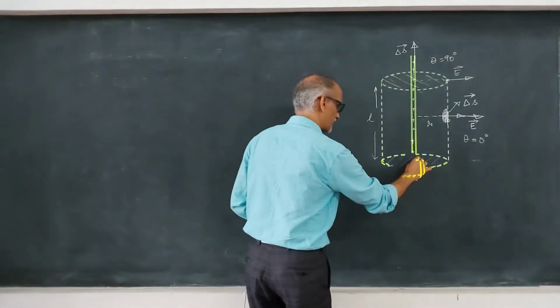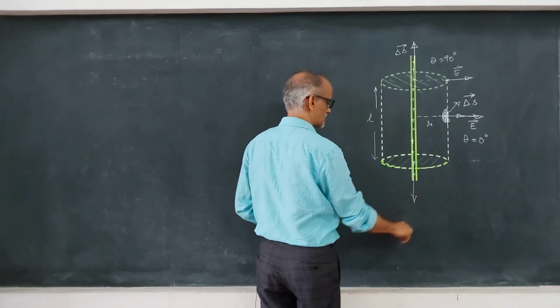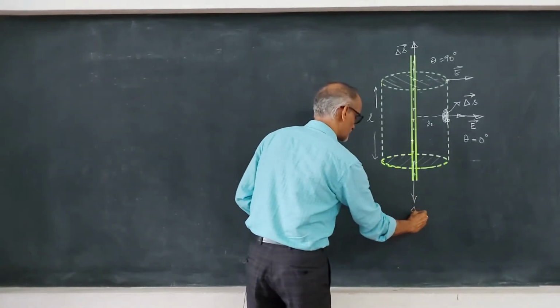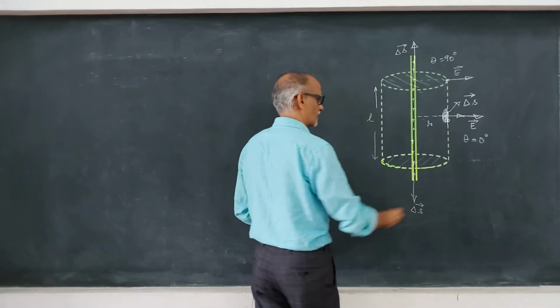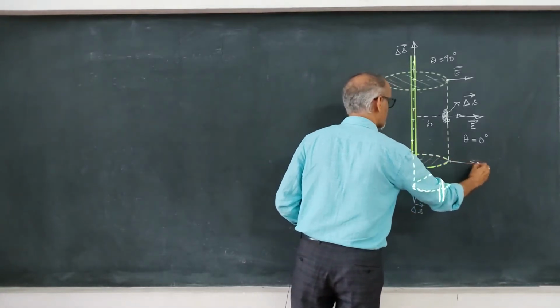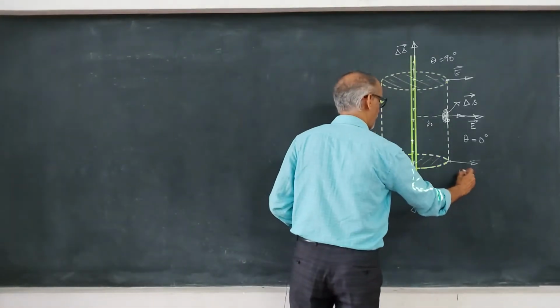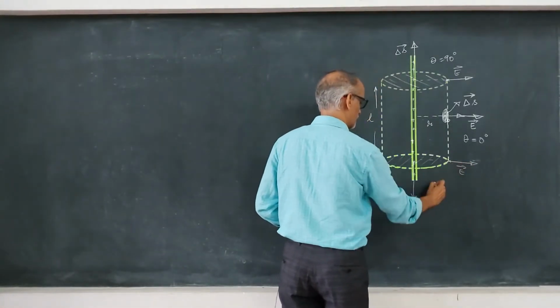At this point, the area vector is like this. Normal means perpendicular to the surface and outward. So this is delta S. And if I consider a point here, the field will be in this direction. That's the E vector. So the angle between these two is 90 degree.